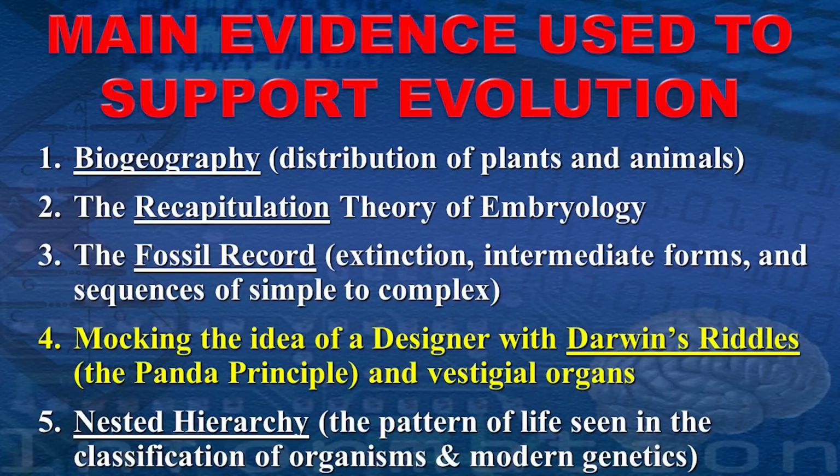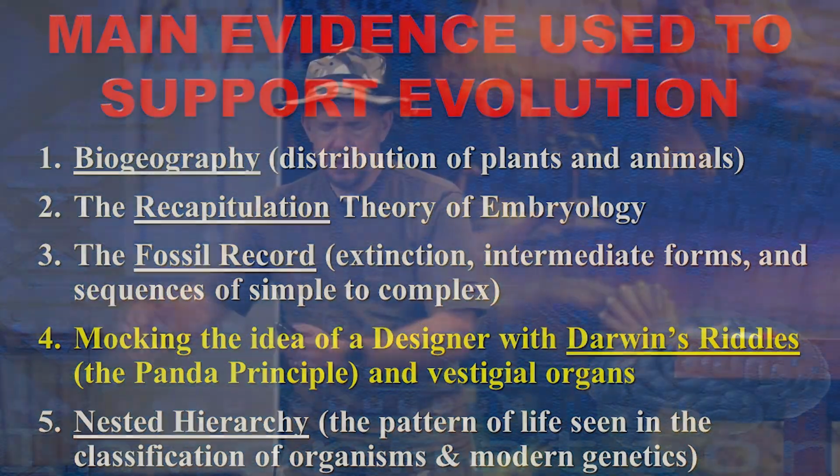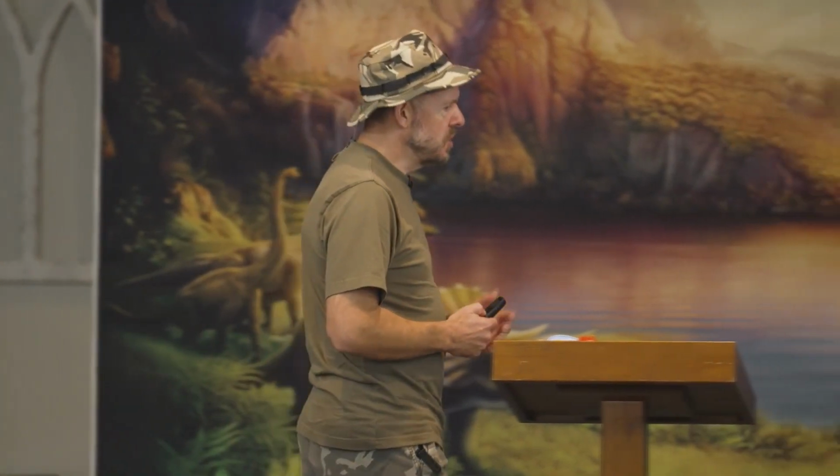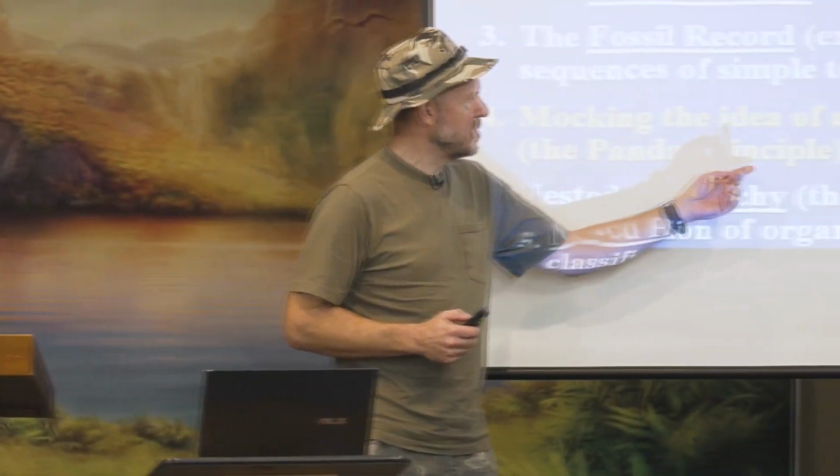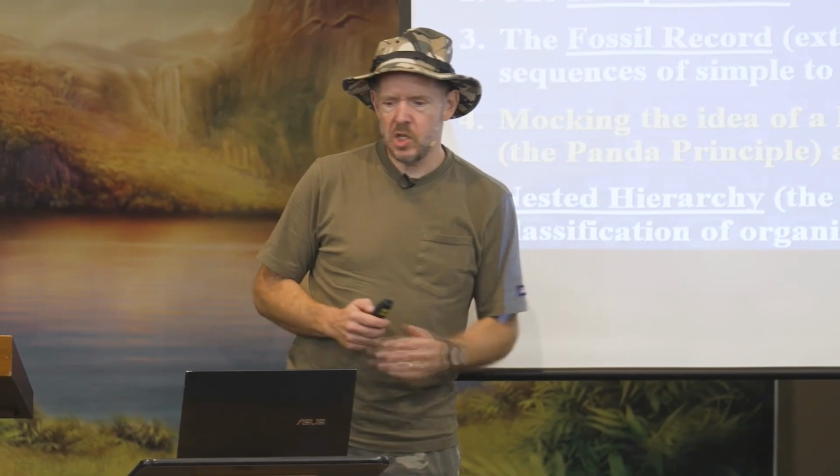Number four, mocking the idea of a designer. This started with Darwin. It's called Darwin's Riddles. And Darwin would say things like, well, if I was a designer, I wouldn't do it that way. That's a bad design. You know, or why did he do it this way? And so we have what's called the panda principle, which talks about supposed bad designs. And then vestigial organs or leftover organs. And these are sometimes called Darwin's riddles.